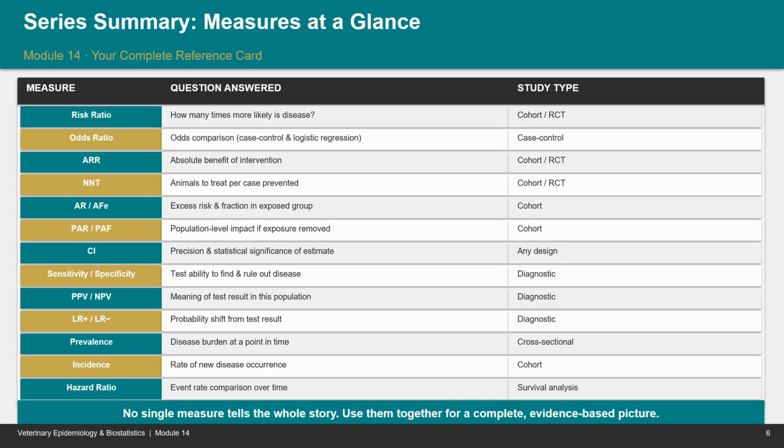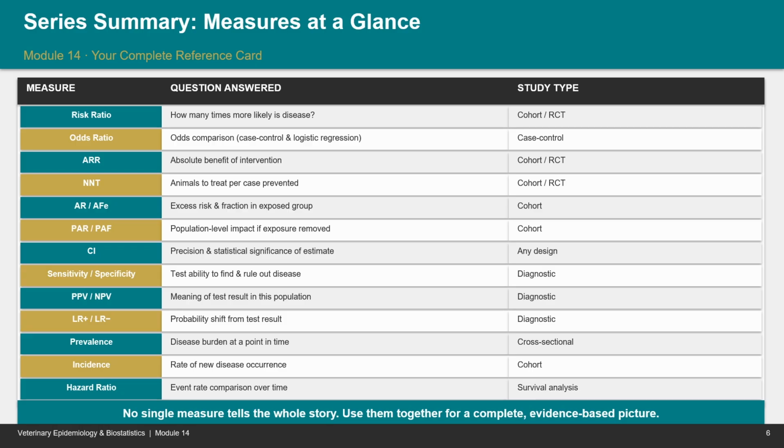Your at-a-glance reference for the entire series. Each measure answers a different question, and each is most appropriate for a specific study design. The key takeaway is that no single measure tells the whole story. The risk ratio tells you the relative magnitude of association. The absolute risk reduction tells you the absolute clinical impact.